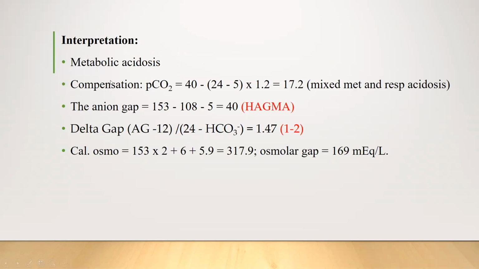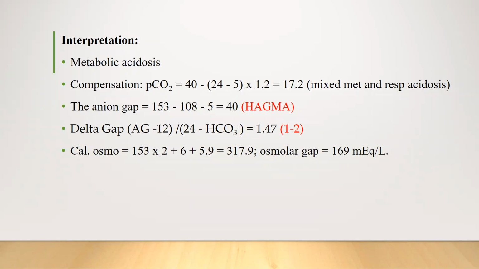Because the bicarb is very low, we consider it as a metabolic acidosis first, and for the compensation, we can calculate from the PCO2, and it's actually showing a mix of metabolic and respiratory acidosis. Then we can calculate the anion gap from here, which is actually showing a high anion gap metabolic acidosis. And then we subsequently proceed with the calculation of the delta gap, which shows 1.47.